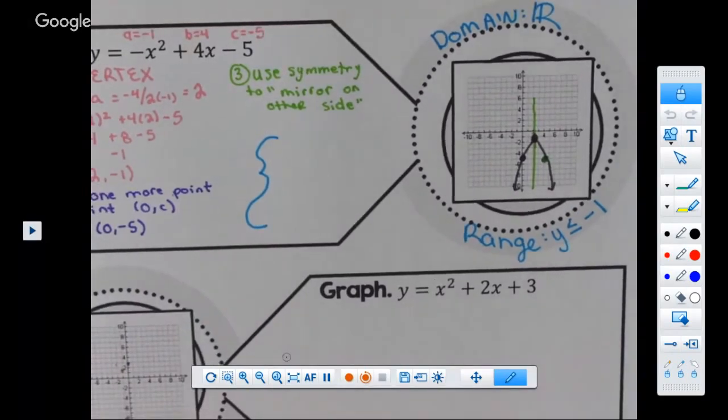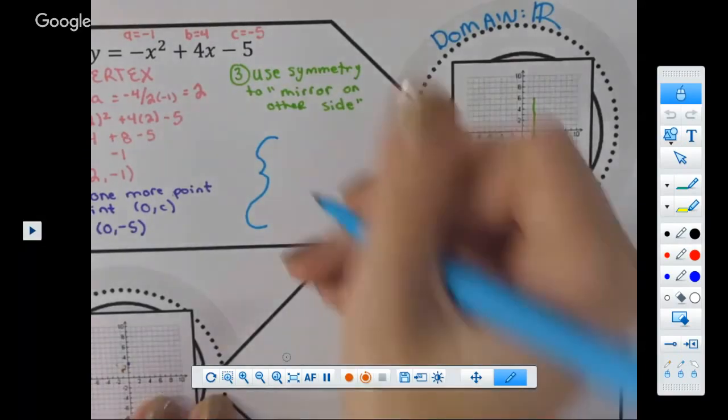Okay, last little thing they might ask you. Don't answer till you look at it. I want you to point to the vertex. Is that the highest or the lowest point? Highest, so we have a maximum. And we'll talk about that too.